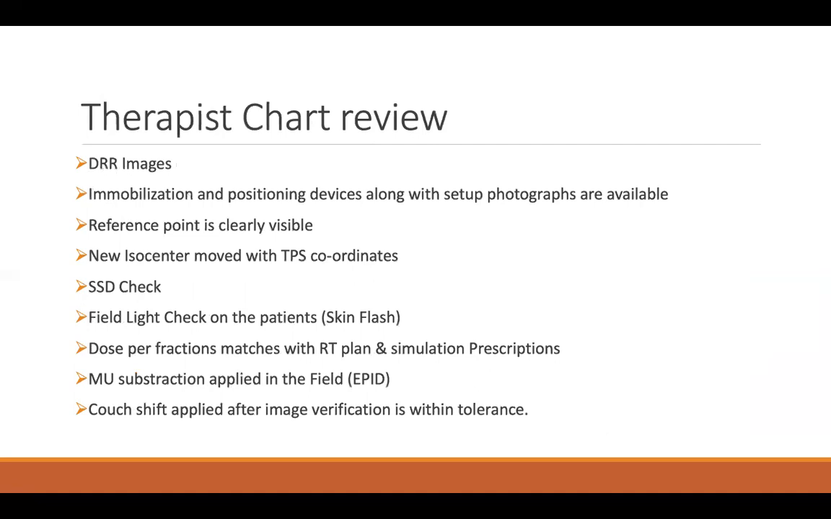Therapist chart review. When a therapist opens the patient file, he should first check the DRR image, and then he should check the immobilization and positioning device along with the set of photographs. The reference point should be checked for whether it is clearly visible or not. The new isocenter moves with the TPS coordinates. SSD check, field light check on the patient, mainly to check the skin flash. Dose per fraction should match the RT plan and simulation prescription. Monitor unit subtraction is applied in the field if the image is taken from the EPID system. Couch shift is applied after image verification is within tolerance.